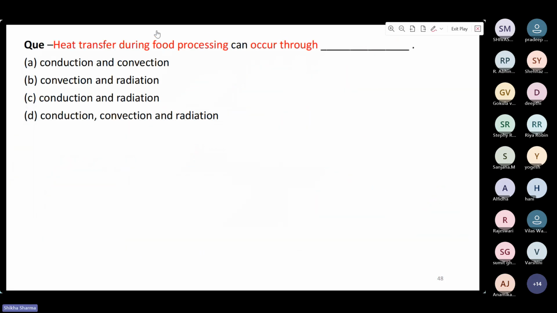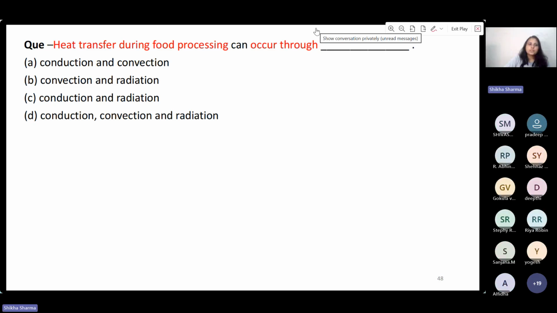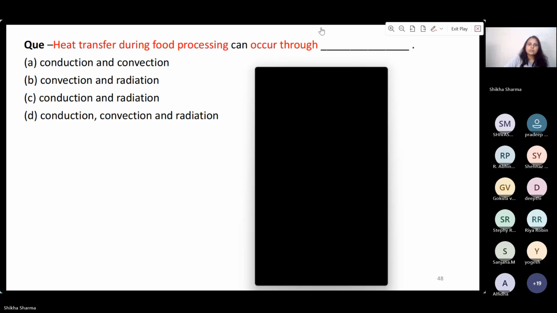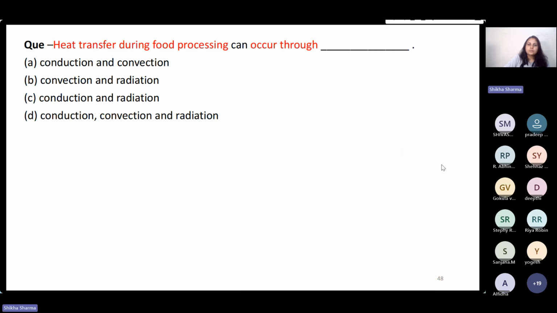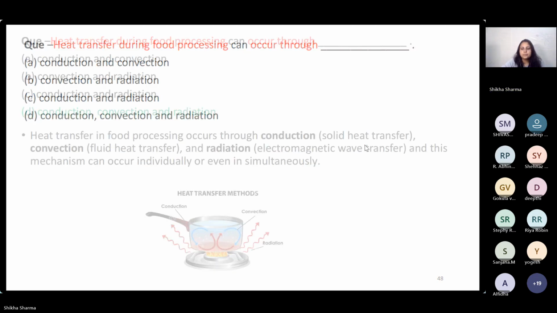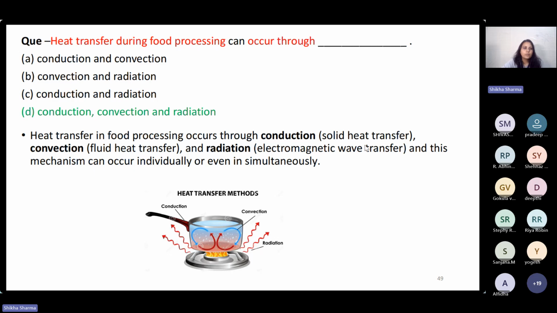Heat transfer during food processing can occur through conduction, convection, or radiation. Anyone who would like to answer this question? Okay, D, Shivaswamy, Rajeshwari, both are D: conduction, convection, and radiation. So you are both correct.